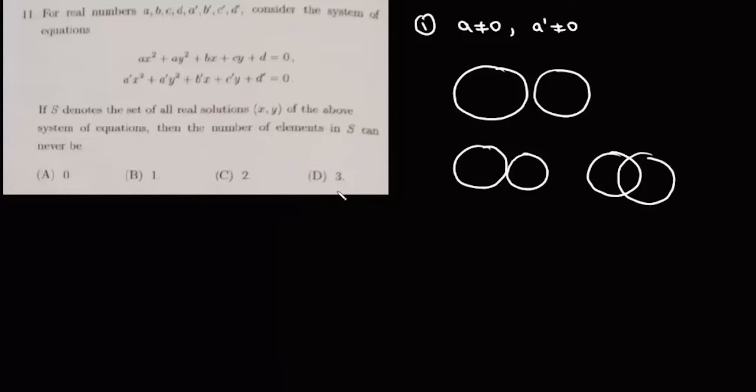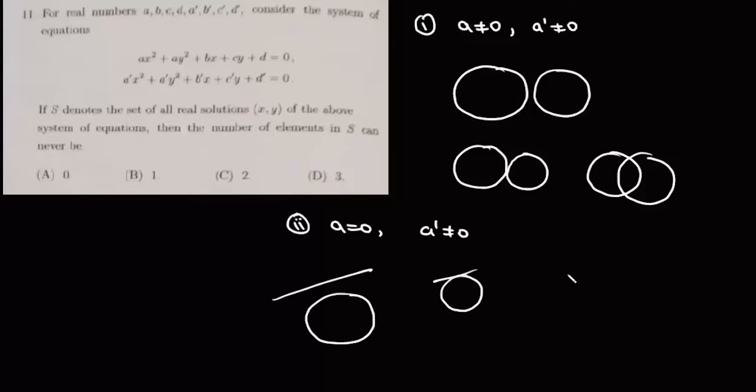It cannot be 3. Now we consider the second case when suppose a is 0 and a dash is unequal to 0. Then in that case we'll have a line and a circle. Now for a line and circle also we'll have 0, 1 and 2 cases, and in the same way for a equal to 0 and a dash equal to 0, again we'll have these 3 cases. So in all the cases we'll never have 3 points of intersection, so that means it can never be 3. This is option D.